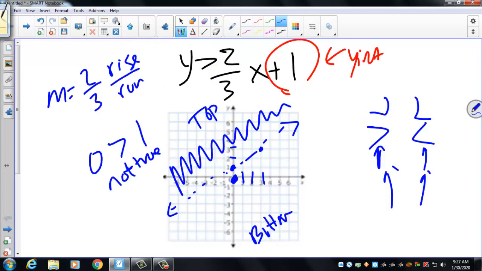So notice 0, 0 here is on the bottom side. Just look at the screen. 0, 0 is on the bottom side, do you agree? But when you plugged it in, it was not true. So then you don't shade the side that's not true, you shade the side that is true. 0, 0 is not true, so that makes this whole side not true. So this side is not true. The other side must be true then. Okay?